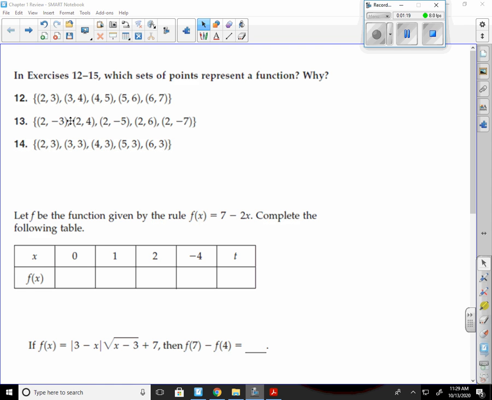7 minus 2 times negative 4, which is 7 plus 8, because a negative times a negative gives us a positive, so that'd be 15. Then 7 minus 2t, can't do anything with that, we leave it alone. So our f of x would just be 7 minus 2t.